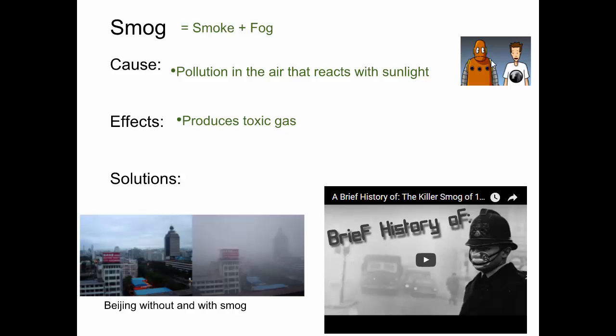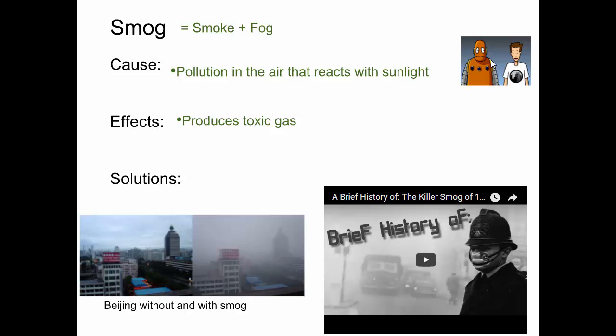This toxic gas can damage people's lungs, harm animals. There are some areas where smog is a major problem, areas where there's lots of cars, people drive a lot, there's factories. Also, cities that are in a valley, because that's where the smog sort of settles and is not carried away by winds.